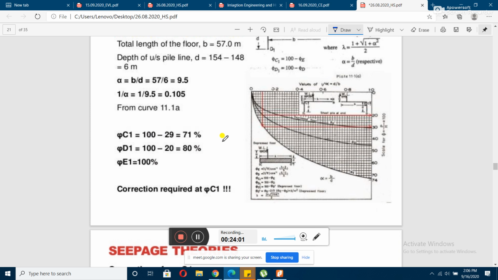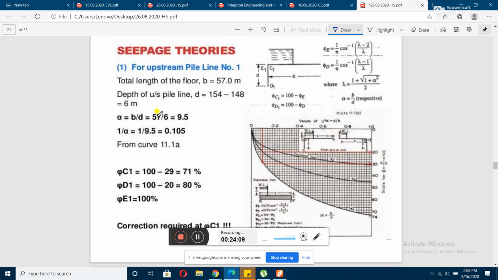We'll see how the graphs have been utilized. We will be seeing it, but you can also do it from the formula. So how can the formula be used? Look, alpha is equal to B by D, so alpha turns out to be 9.5.